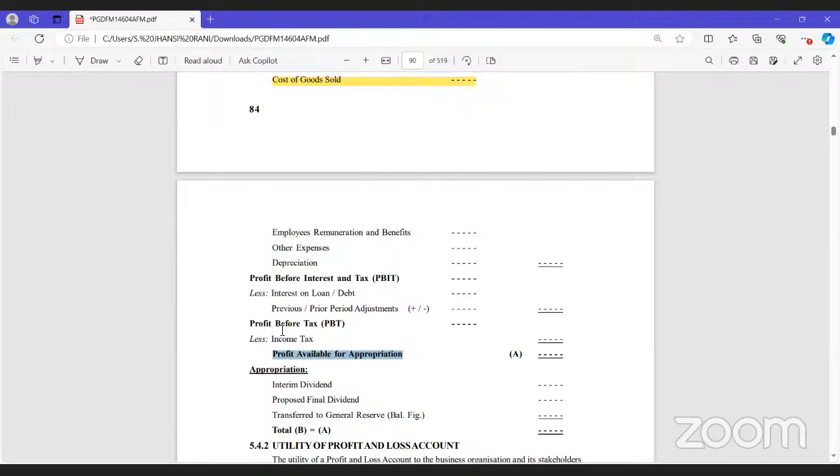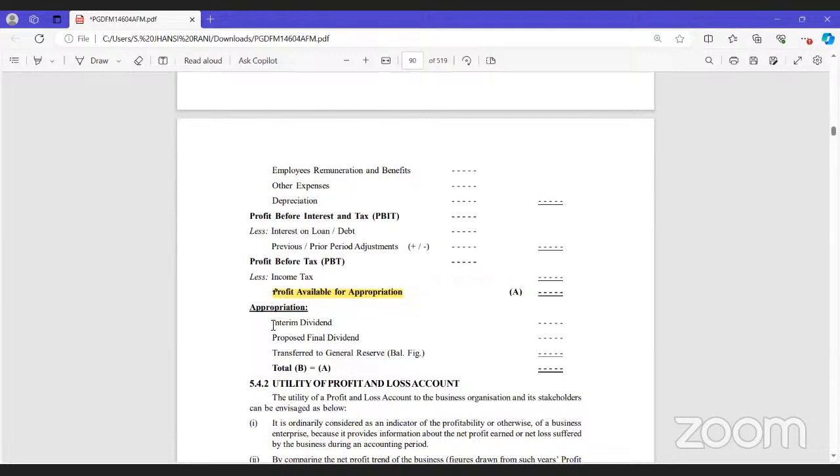Here you can write, it can be profit after tax. It can be called as profit after tax.